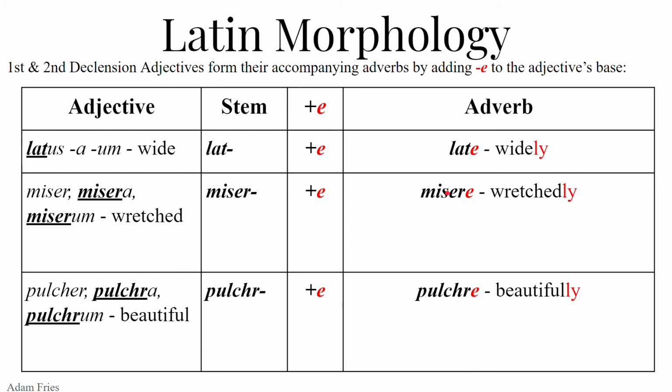And then we have pulcher, pulchra, pulchrum. So the stem, like miser, is found by chopping off either the a or the um. So we get pulchr, add the e to get pulchre, pulchre. Not just beautiful, the adjective beautiful, but beautifully, nobly, finely. Another adverb, optime, very well done, excellent.